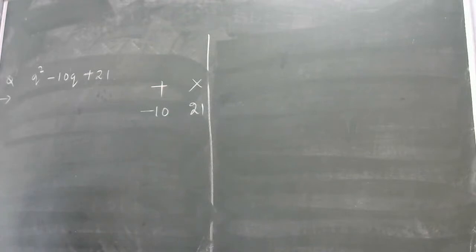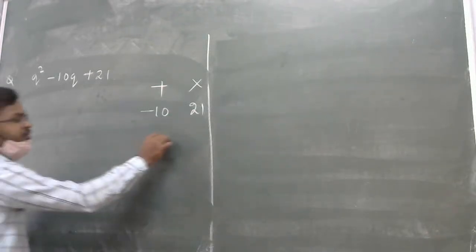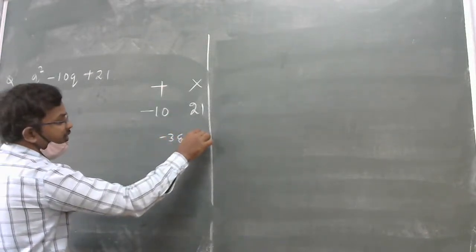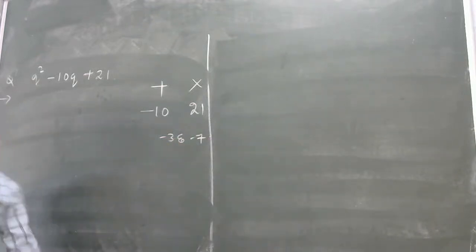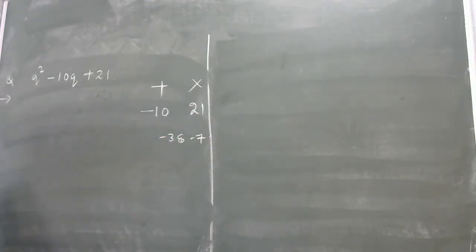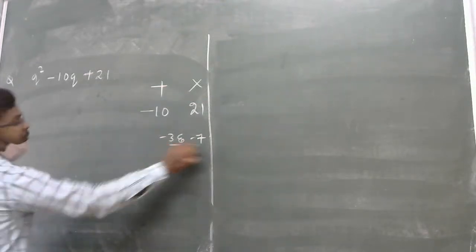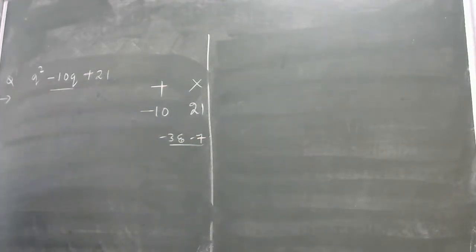7 and 3. Minus 3 and minus 7. Minus 3 minus 7, you will get minus 10. When you multiply them, you will get plus 21. So now, using these numbers, we split the middle term.